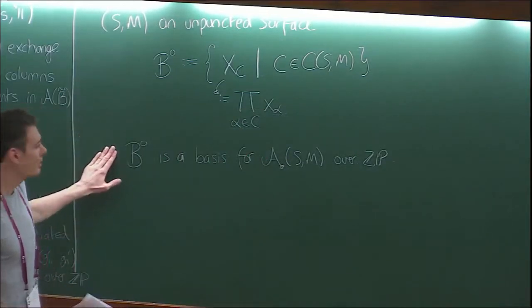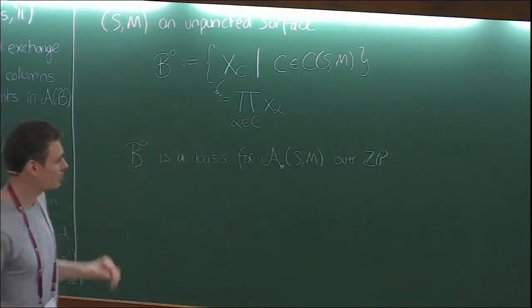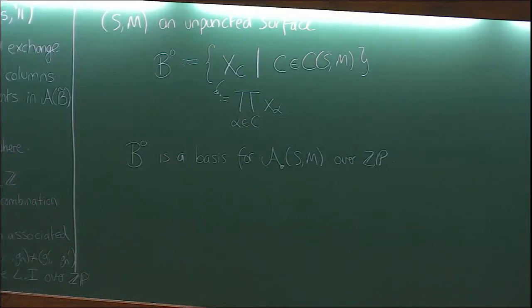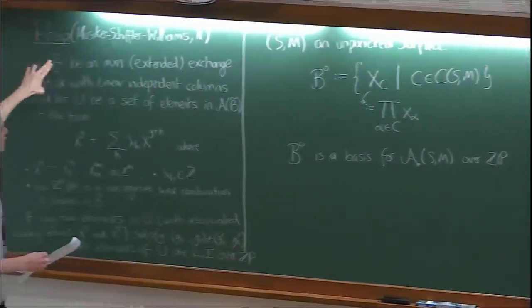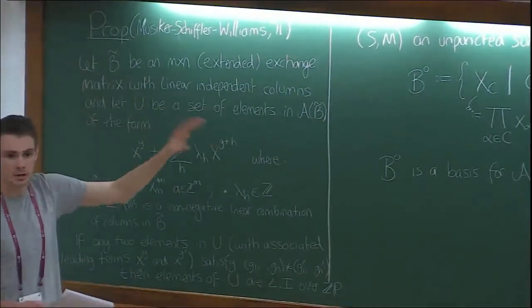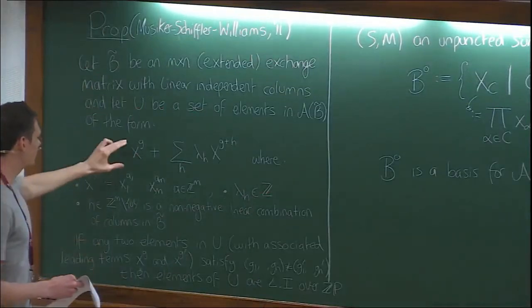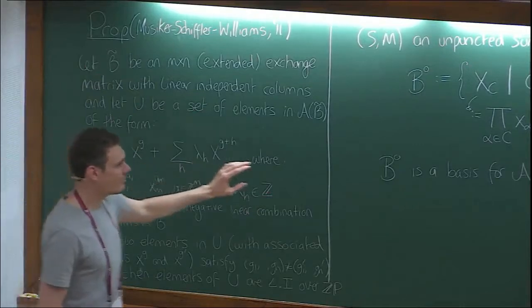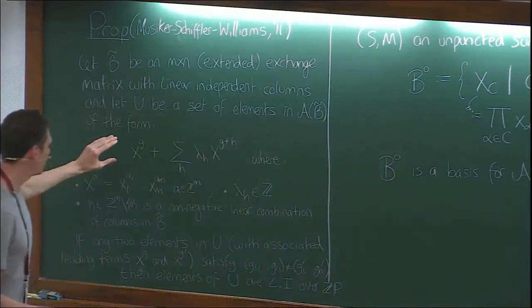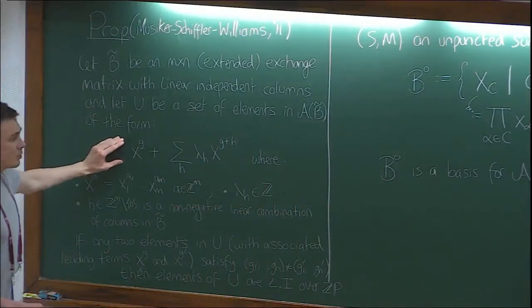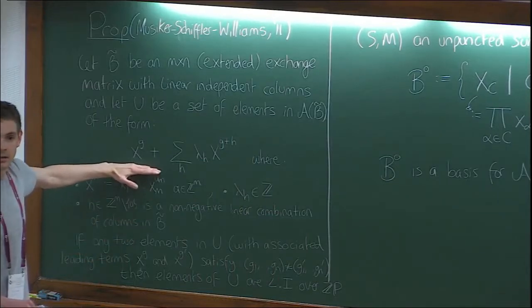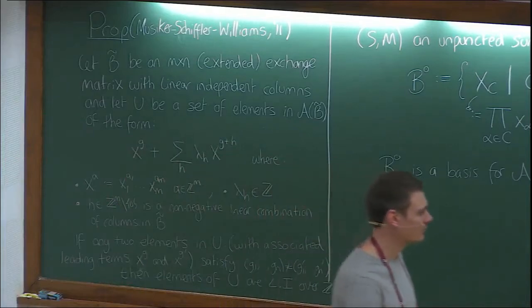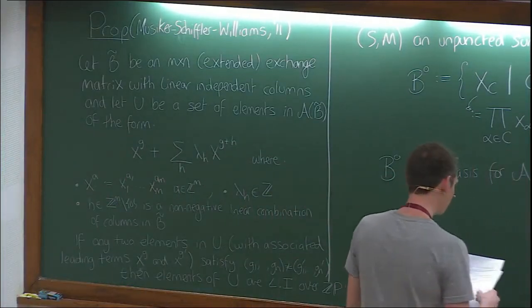And we managed to show that this set B circ spans the corresponding cluster algebra, and we were on our way to showing that this set is also linearly independent. And the backbone to that argument was all based on this proposition, right? We were able to choose some n by n extended exchange matrix with linearly independent columns by choosing principal coefficients. And the thing that we were working towards was to show that every element in this set can be written in this form. And once we've done that, then we need to show that the leading term is unique amongst all of these. So for each element in the basis, the leading term is unique in some sense.